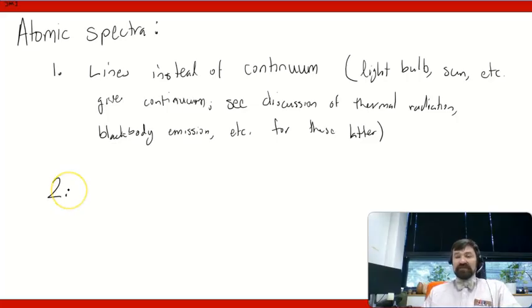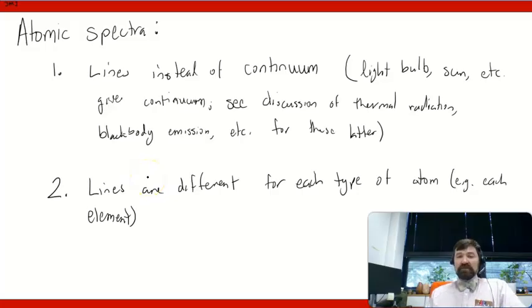So the first point basically establishes that we can distinguish between something that is just an atom and something like a star. The latter, usually you go to black body radiation, black body emission, thermal radiation, that kind of thing to figure out what it's going to do. The second one, the fact that the lines are different for each atom, means that these spectra basically act like a sort of fingerprint for the atom.